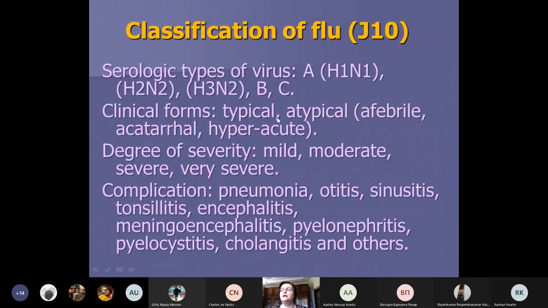Here you can see the classification by the International Classification of Diseases, marked by J10, and by types of virus, by clinical forms, typical and atypical, and by severity, you understand, and also different complications can occur.